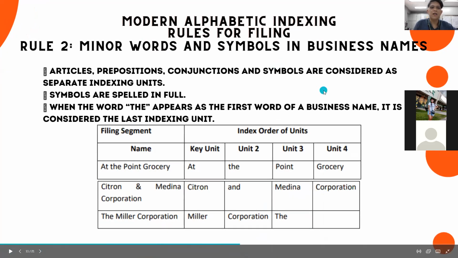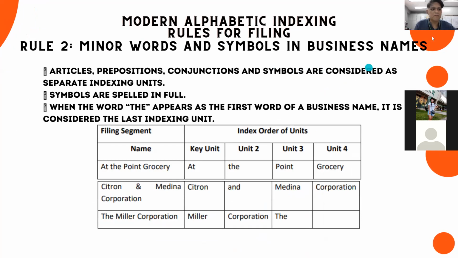rule number 2, minor words and symbols in business names. Articles, prepositions, conjunctions, and symbols are considered as separate indexing units. Symbols are spelled in full. When the word "the" appears as the first word of the business name, it is considered as the last indexing unit. So we have different examples as filing segments: At the Point Grocery, Citron and Medina Corporation, The Miller Corporation. So the first key units that we are using are At, Citron, and Miller. Bakit hindi "the" ang ginamit natin? Kasi that is the first word of the business, considered as the last indexing unit.